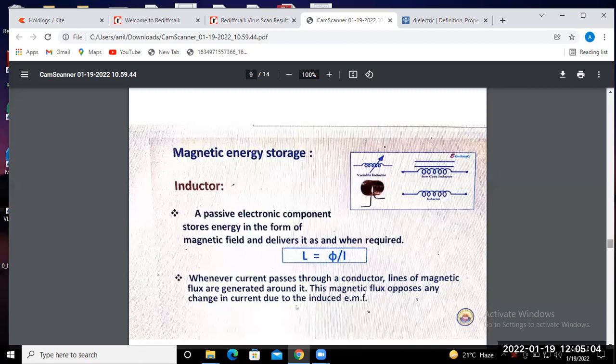The induced EMF is represented by small e, that means the instantaneous value, and the RMS value will be represented as capital E.